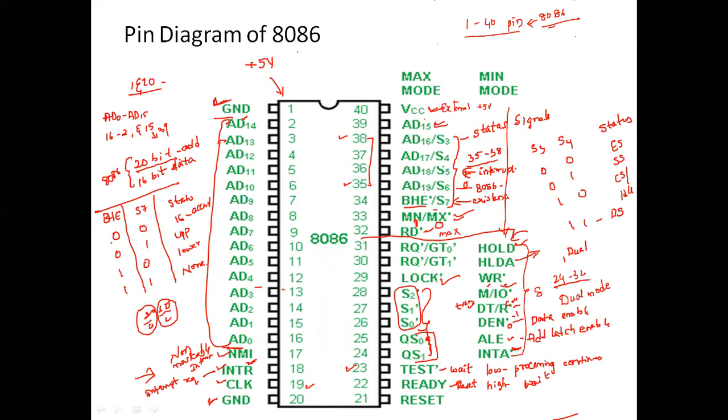And RQ by GT0 and RQ by GT1. What are these two pins for? Due to the involvement of multiprocessors, these pins indicate the request and grant of permissions. RQ means request, GT means grant. So these two pins are particularly for requesting permissions and granting the permissions.